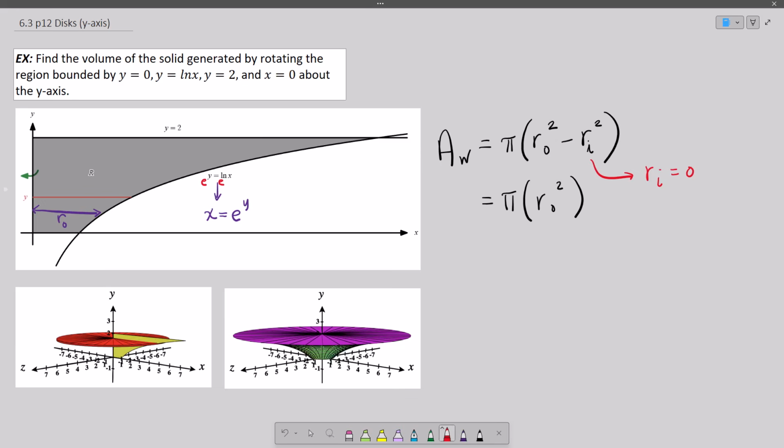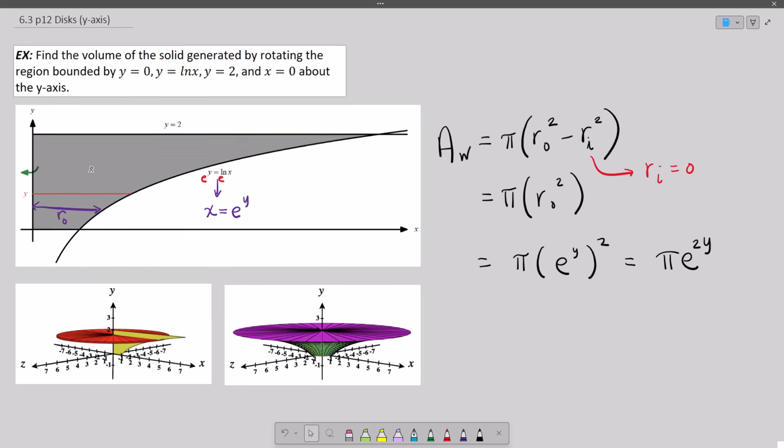That function is the radius. So that x distance is e to the y. So this is going to be pi times e to the y squared. So we get pi e to the 2y. So that is the area of our washer or disk in this case, because the inner radius is in fact 0.